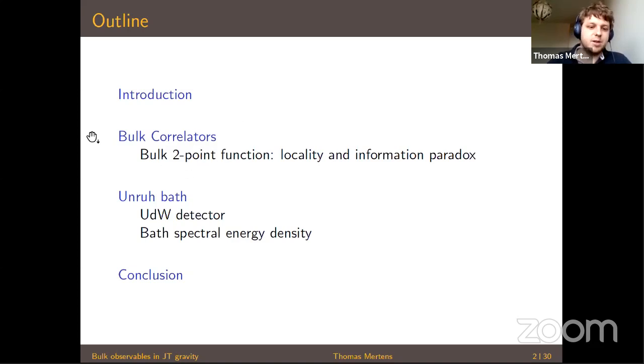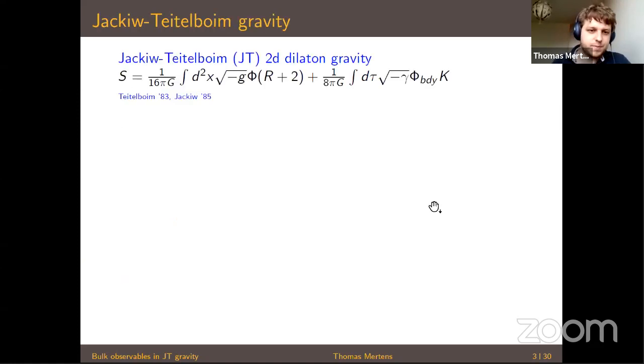And then secondly, I will come to the main part of my talk, which will be to compute bulk observables, and in particular, their correlation functions. I will mainly talk about the bulk 2-point function. And then I will apply this to analyze the physics of the Unruh heat bath in this model. And then, of course, I will end with some conclusion. So let me first briefly introduce the model itself.